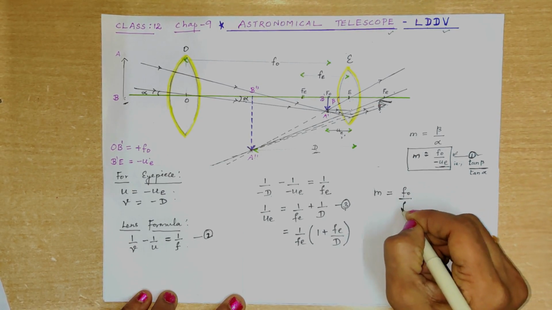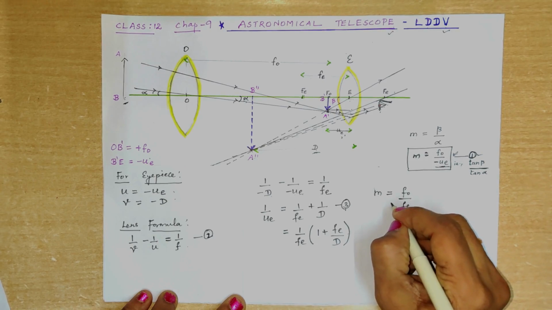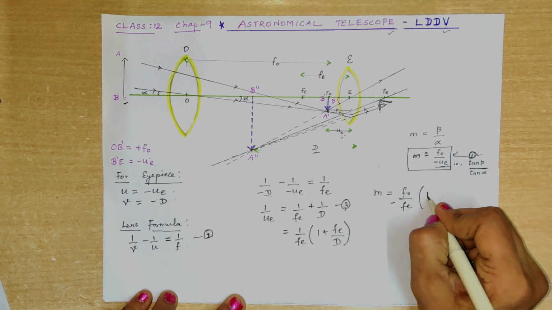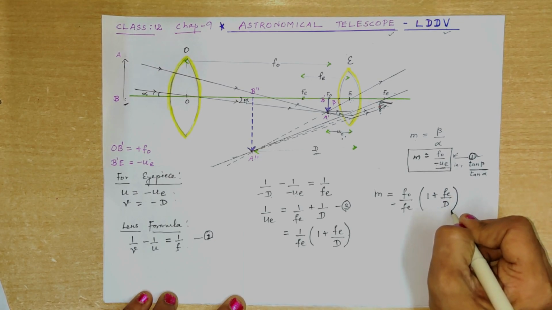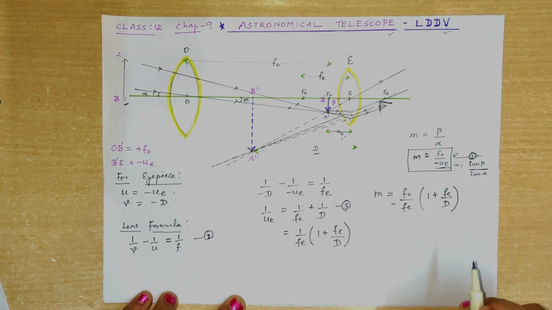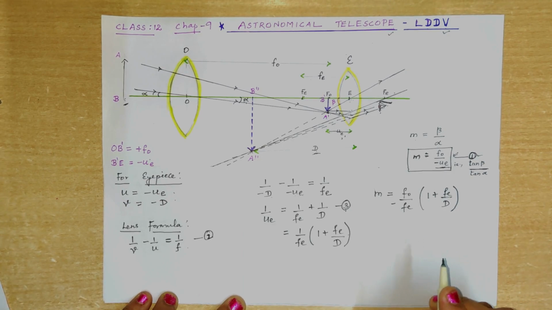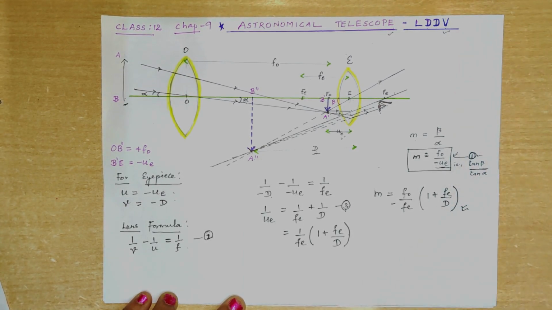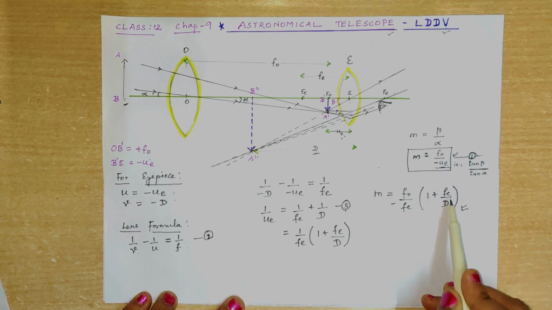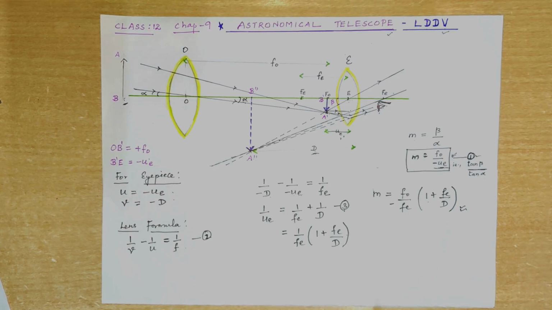Therefore, the magnifying power of the astronomical telescope can be written in this way: FO upon FE, with the minus sign, into 1 plus FE upon D. This is the final expression for the magnifying power of the astronomical telescope at the LDDV position. It is FO by FE into 1 plus FE upon D. Here also, for large magnification, FO should be kept much larger than FE.